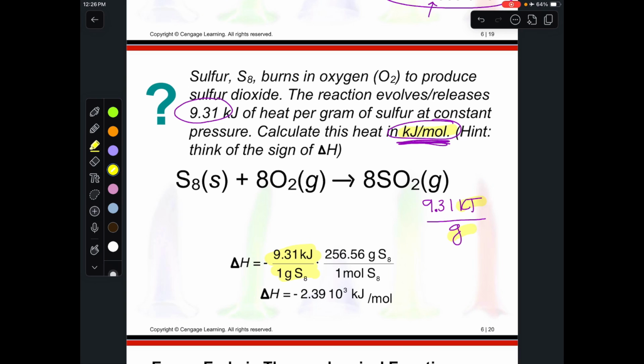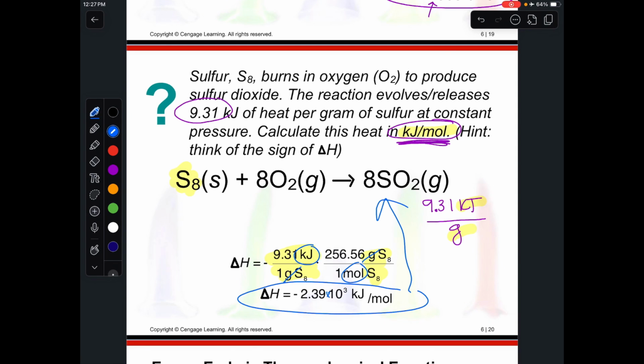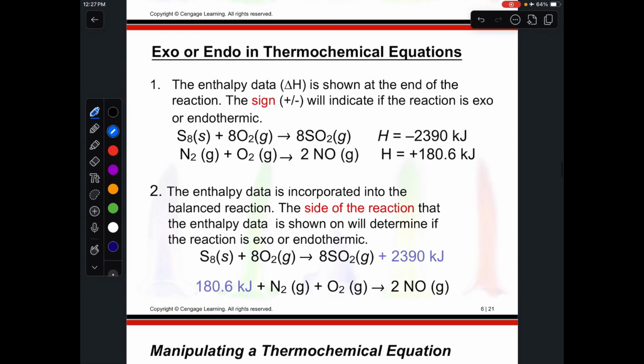So you can see here the kilojoules per gram. And remember, when it's per gram, it's the same as saying per 1 gram. And then all I have to do is a gram to mole conversion, and you would use 8 sulfurs. So when you add up the molar mass of 8 sulfurs, you get 256.56. And then you can go ahead and cancel out that gram. So the ending unit here would be kilojoules per mole. Okay, so you'd end up multiplying 9.31 times that 256 number, dividing by 1, and you would go ahead and get your value of negative 202.39 times 10 to the third kilojoules per mole. And again, this is the amount of heat released for this whole reaction.